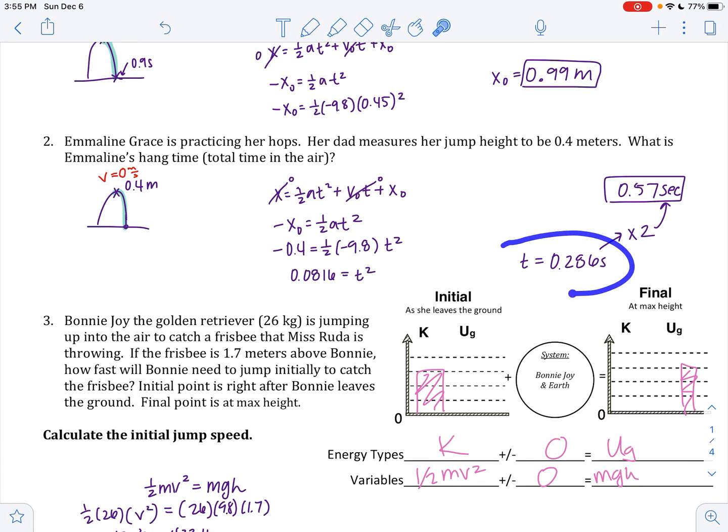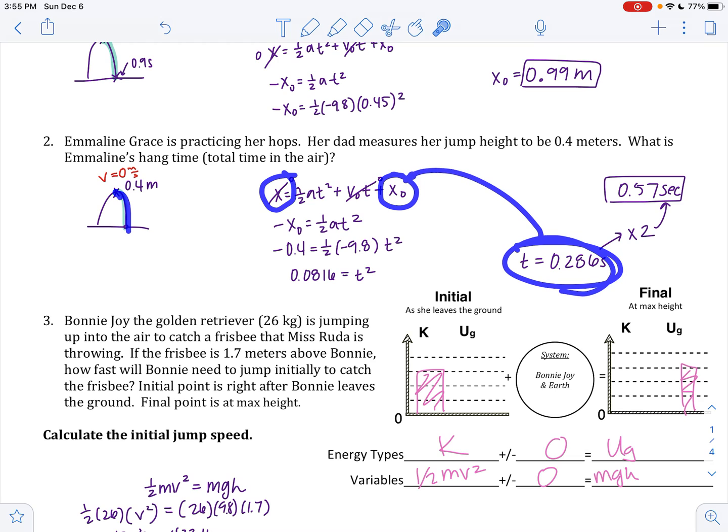Now, this is the time to get from my starting spot in this problem to my ending spot. How do you know what your starting spot and your ending spot are? It's what you plug in for your x naught and your x final. My x final was 0. My x naught was 0.4 meters above the ground, so I'm going from maximum height down. So this is the time it takes to go from this initial position to this final position.